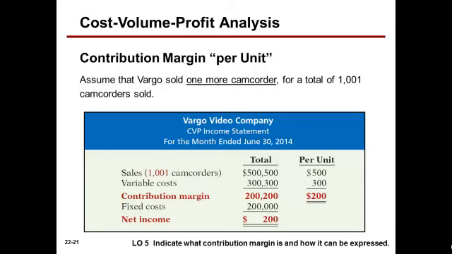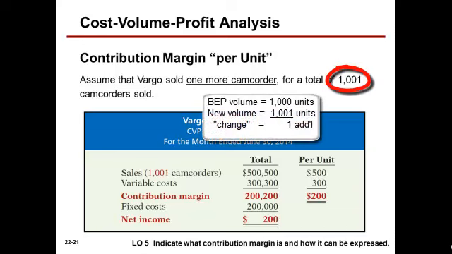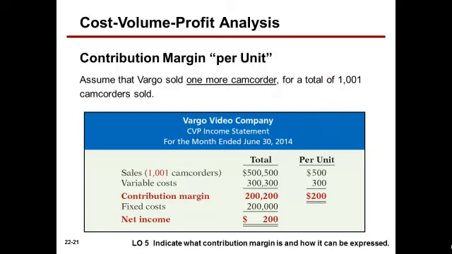What happens if our company sold one more camcorder? In other words, not 1,000 camcorders, but 1,001. Here's the new income statement. Total sales, $500,000 and $500. Variable cost, $300,000 and $300. Contribution margin, $200,000, $200.